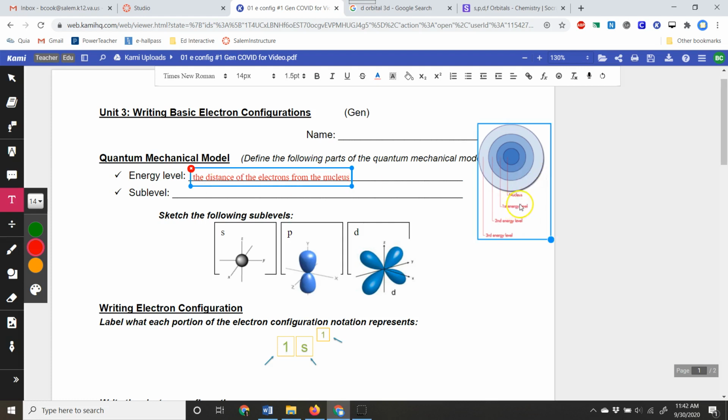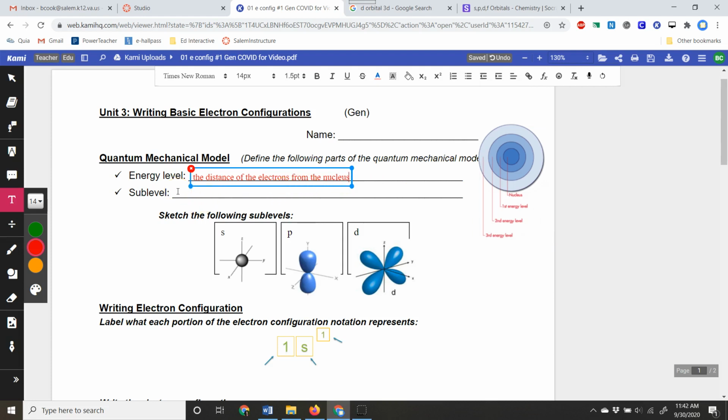So I've added this graphic here to show you how when we have the first energy level, the electrons are a little close to the nucleus. Second energy level, the electrons are moving a little further from the nucleus. And the third energy level, the electrons are even further from the nucleus. So again, energy level is the distance of the electrons from the nucleus.